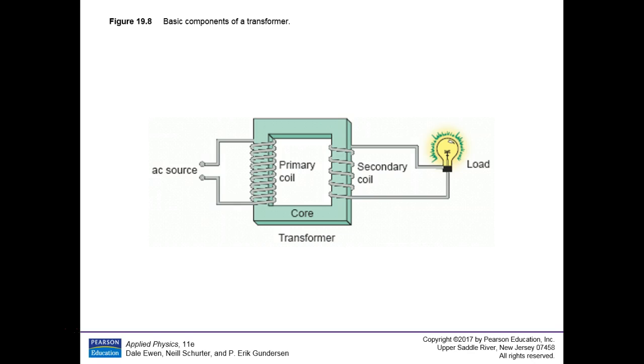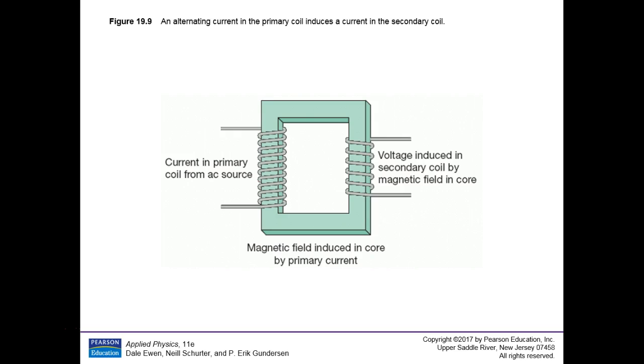Amperage current. Okay? So that's what's happening there. So that's different from that kind of transformer. Okay, this would be another step down. The magnetic field induced in the core by the primary current, the voltage induced in the secondary core by the magnetic field in the core. That's what I just said. So, just a repeat of that.